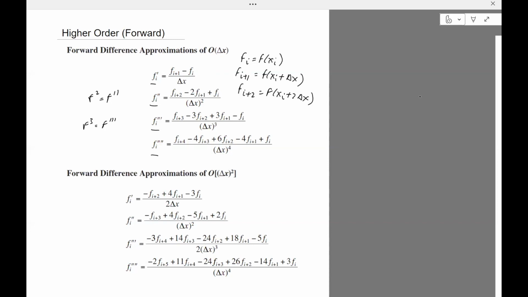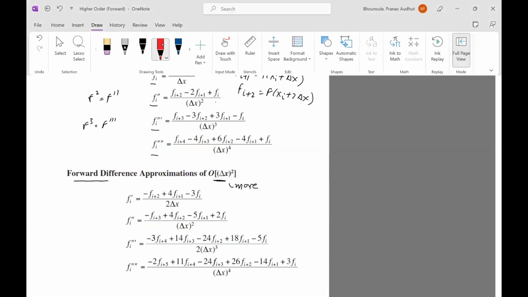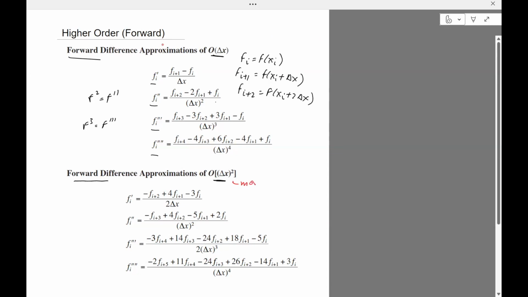Okay, so these are formulas for the first 4 derivatives, and you can see this one uses 2 points, this one uses 3 points, this one uses 4 points, this one uses 5 points. And that's the forward difference. It's accurate to order delta x. This is also a forward difference, but it's more accurate, more accurate than order delta x. Okay.